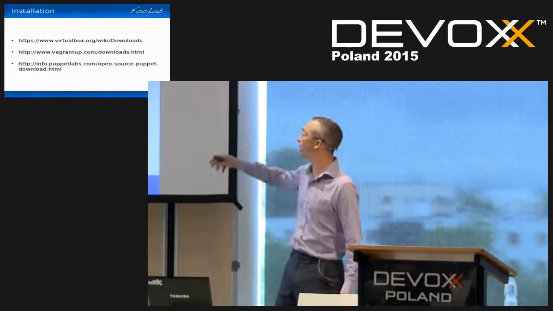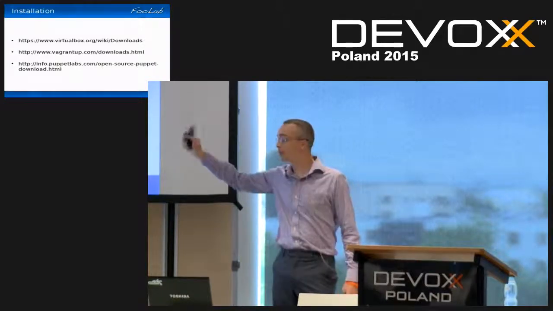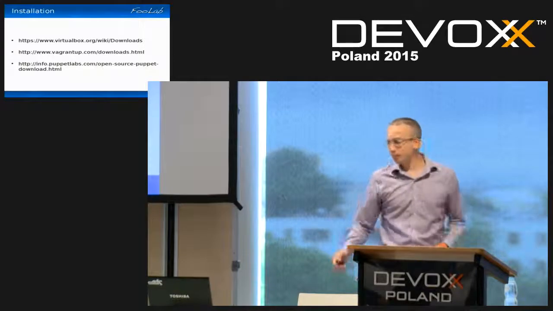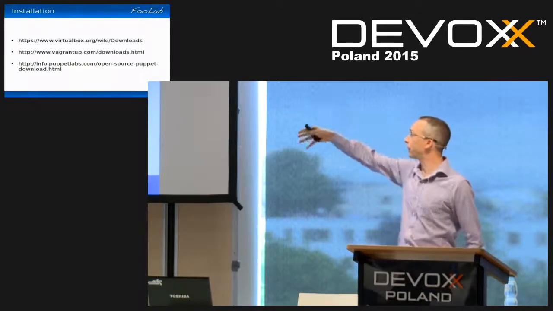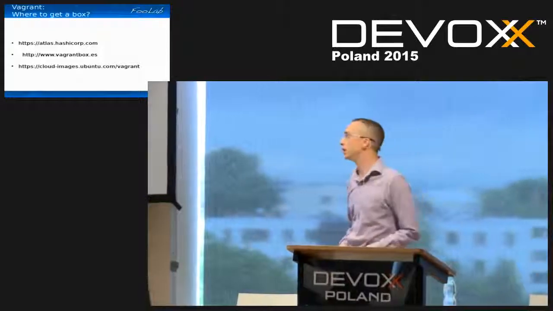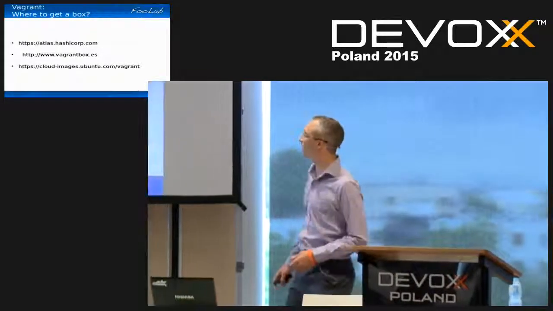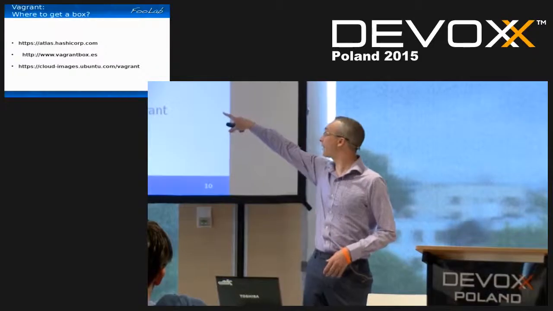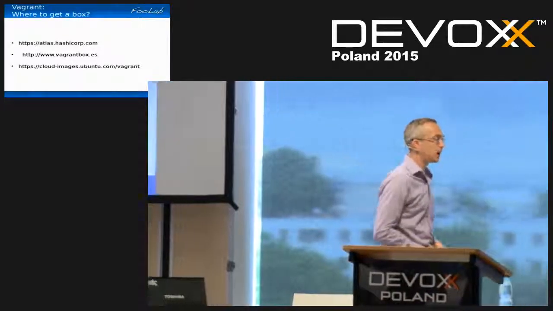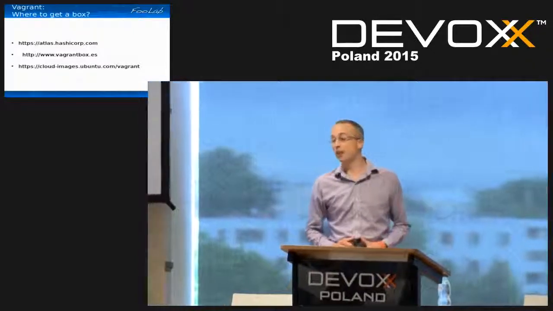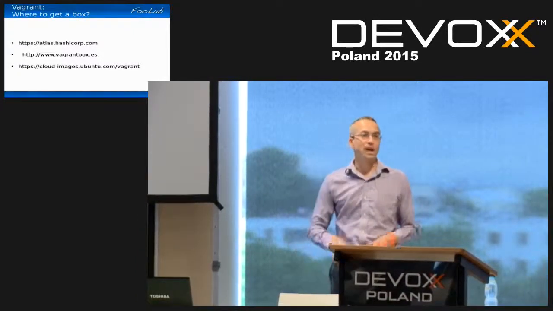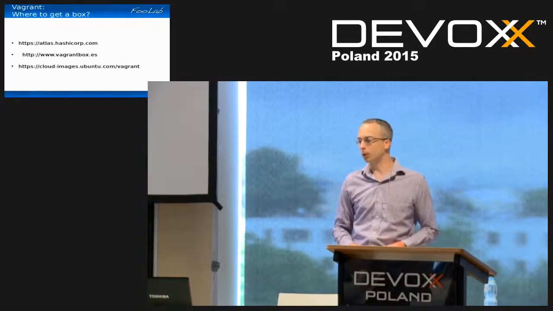So here are a couple links. I'm not going to show you how to install them, but you can go to these URLs and download the tools and install them. But once we have downloaded the tools, we need a base virtual machine. There are a couple places where you can get them. There's Atlas.HashiCorp. HashiCorp is actually the company that created Vagrant. Most of the boxes that you'll find there are pretty good, at least those that are built by HashiCorp.